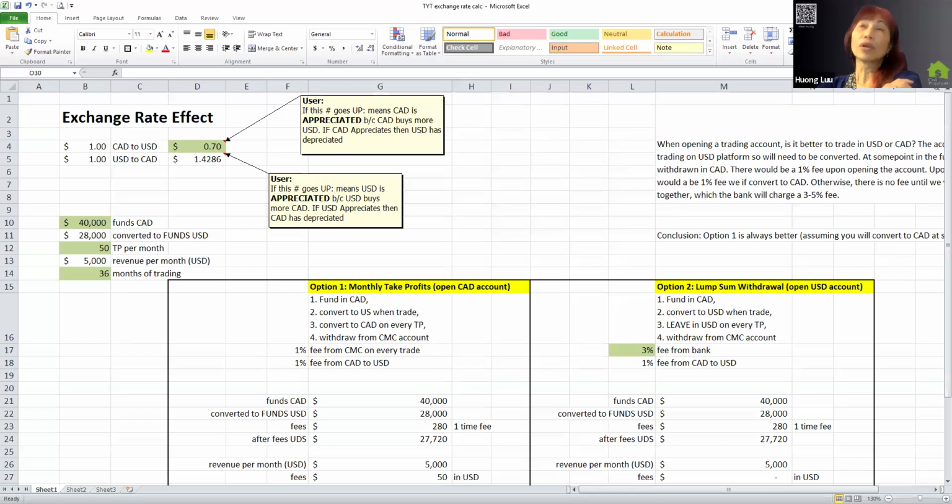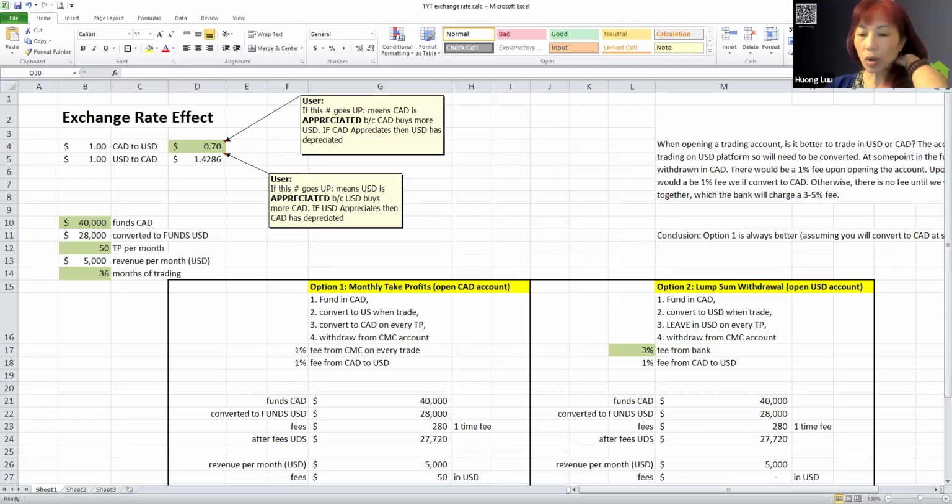So let's jump right into it, and we will go into the exchange rate consideration when opening up a trading account. As I mentioned, this is important because you have the option of opening up a Canadian account or an American, US dollar account. And once you open that up, you don't really want to change it. You could change it, but it's just a lot of work. So ideally, once you open up the account in Canadian or US, it stays that way.